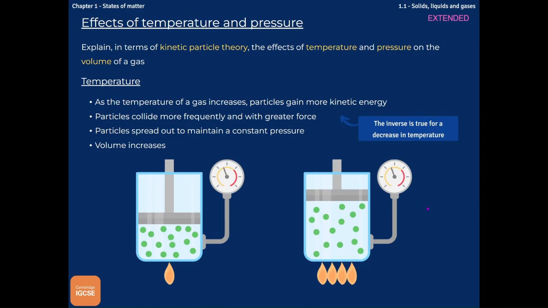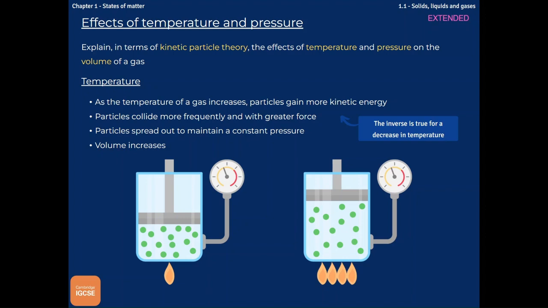Okay, so another thing, effects of temperature and pressure. As the temperature of a gas increases, particles gain more kinetic energy, right? The inverse is true for a decrease. We kind of just talked about this. The particles collide more frequently and with greater force. They have more kinetic energy, more motion, and so they will smash into each other more often and harder, right?